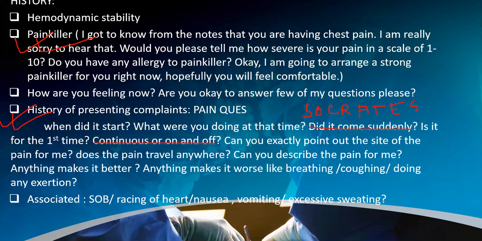That will cover you, and that will make you a safer doctor. And believe me, examiners like those sort of things. Like you are asking about allergy to the painkiller before giving it. So this makes you a safe doctor. And Australia wants a safe doctor rather than a knowledgeable doctor.